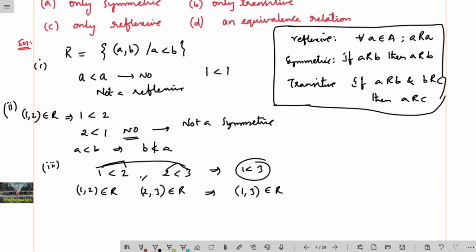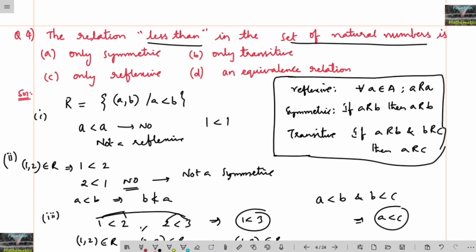You take any natural number, not only this example. If A is less than B and B is less than C, then we can say that A is less than C. So it holds true for any natural numbers, and hence we can say it is only transitive. So we can go with the option only transitive.